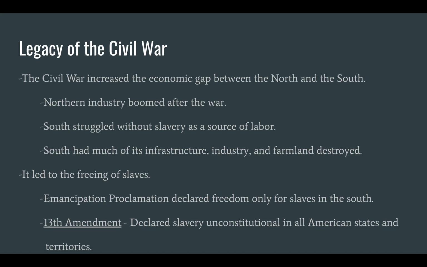It led also to the freeing of slaves. The Emancipation Proclamation declared freedom only for slaves in the South. Those that were in states like Missouri, Kentucky, Maryland, Delaware, and West Virginia, those border states, their slaves were not freed by the Emancipation Proclamation. But in 1865, the 13th Amendment was passed, and it declared slavery unconstitutional in all American states and territories.